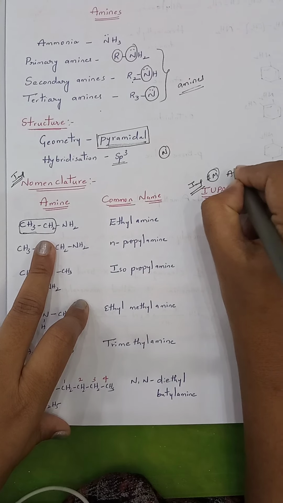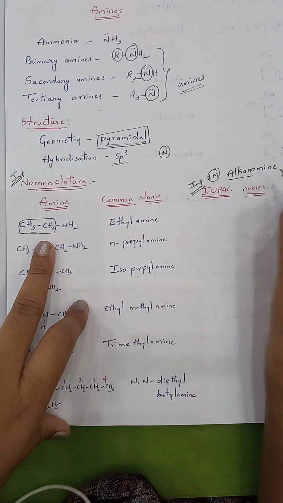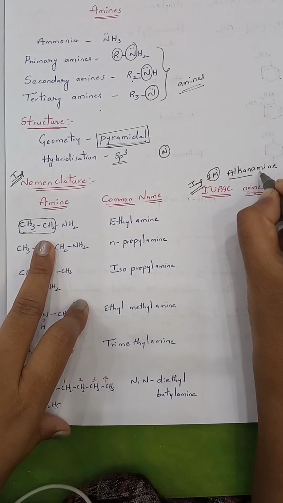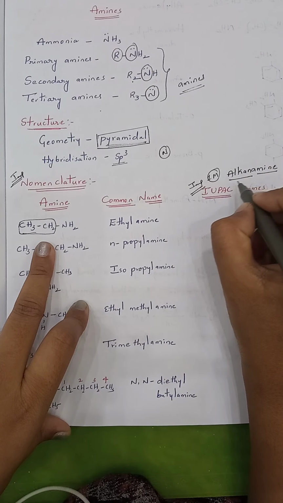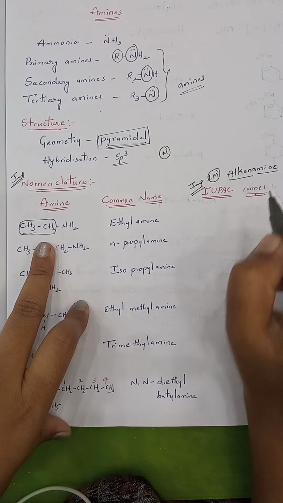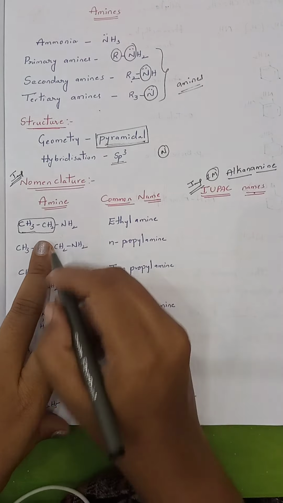Okay, we want to write their name as alkanamine. Alkane here indicates the number of carbon atoms. To that we want to join the word amine. This alkane always depends upon the number of carbon atoms. See here, this is the parent chain which consists of only 2 carbon atoms.